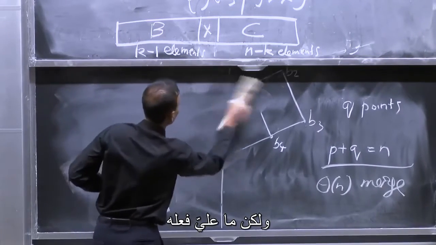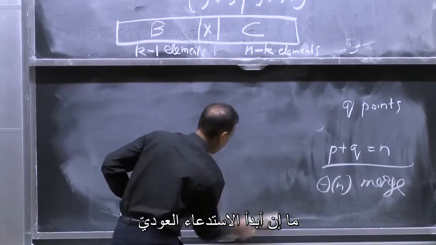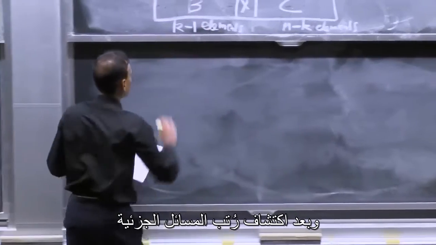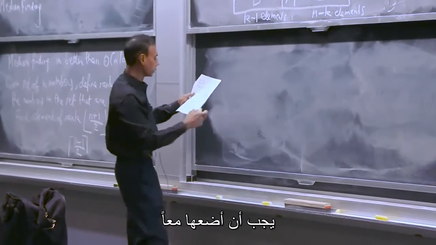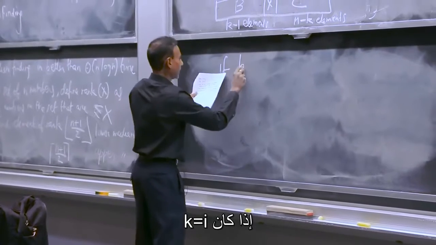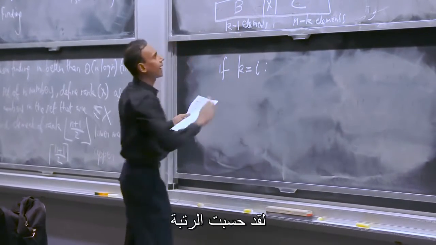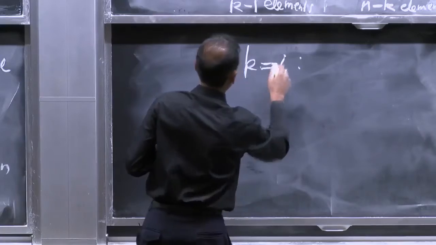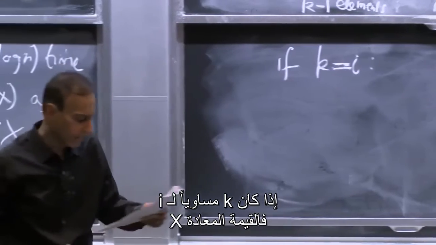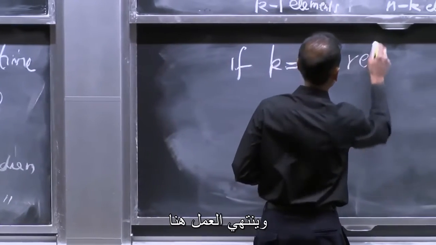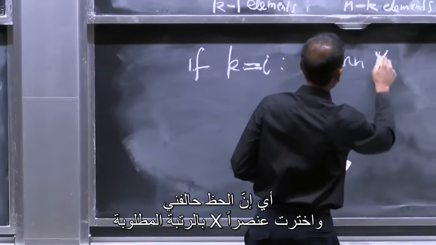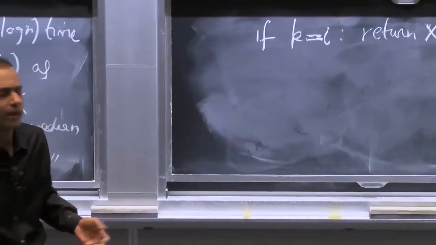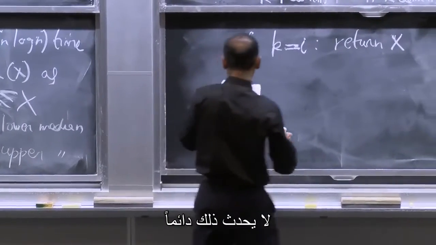But what I have to do is, once I recur and I've discovered the ranks of the subproblems, I have to put them together. So if k equals i, if I've computed the rank, then I'm going to just return x. I'm done at this point. I got lucky. I picked an element x, and it magically ended up having the correct rank. Okay, not always going to happen.